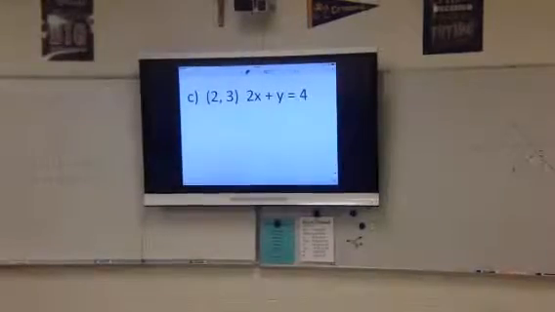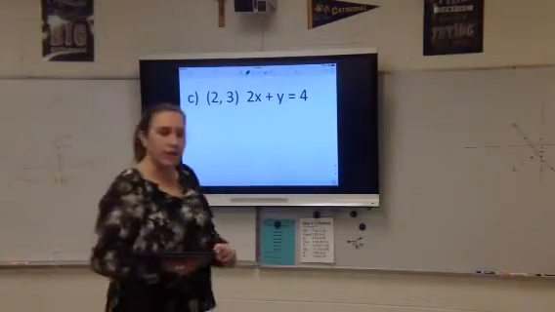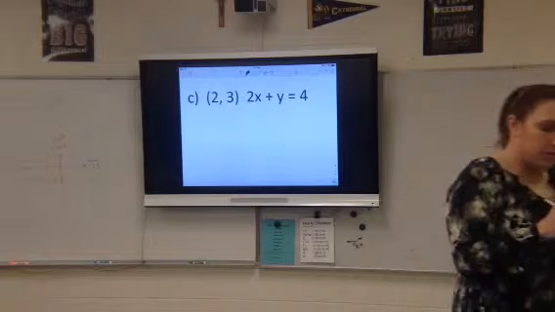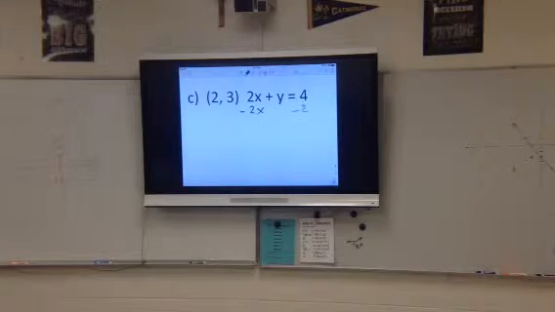First thing, what are we going to do here first? What do you guys think? Subtract the 2x. Very good. Subtract the 2x over. So y equals negative 2x plus 4.